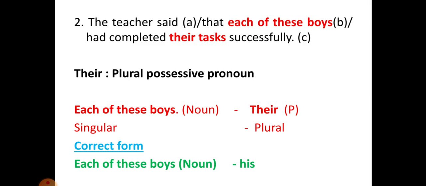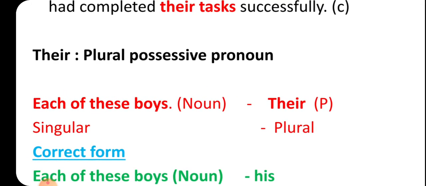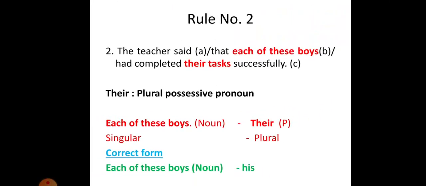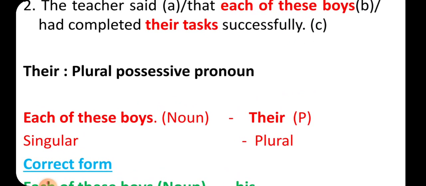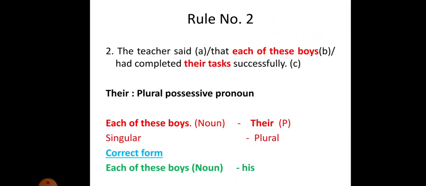Okay, so first understand, each of these boys is the noun which is singular or plural. Now you need to ask a question, is the noun singular or plural? It is singular. And the pronoun that is used to refer to each of these boys is their. Is it singular or plural? This is plural. Each of these boys is not actually plural, it is singular. So when the noun is singular, it should actually be referred to by a singular pronoun.